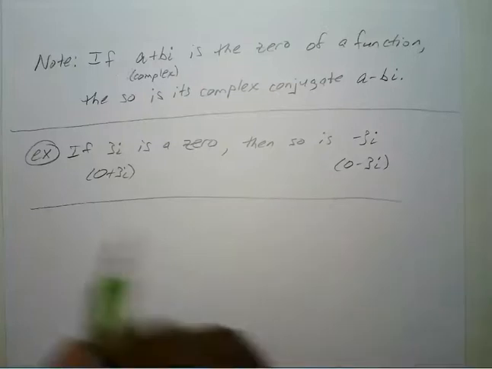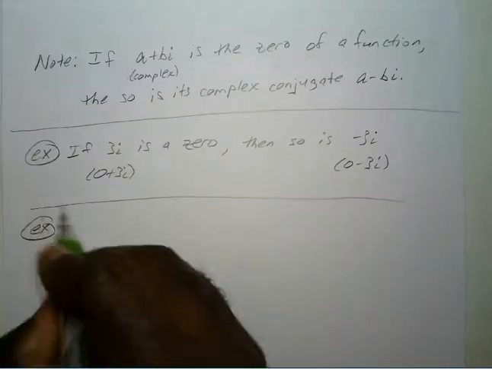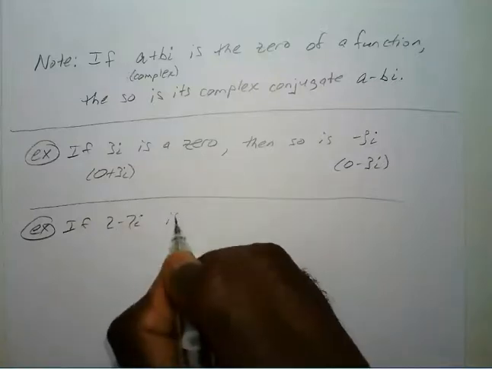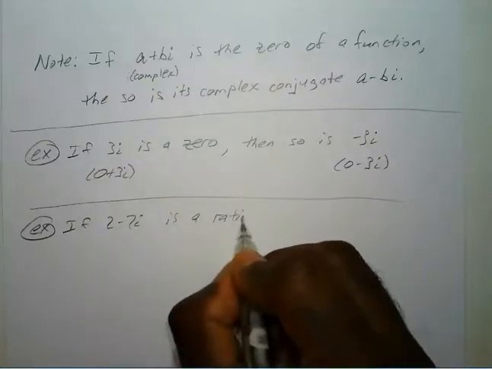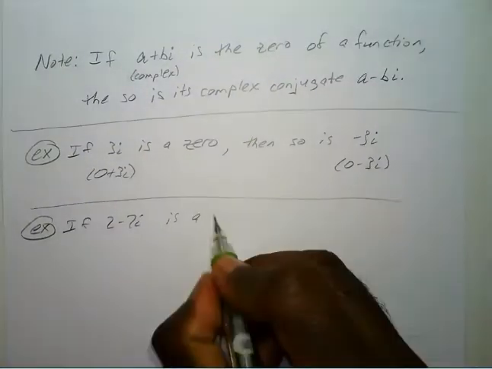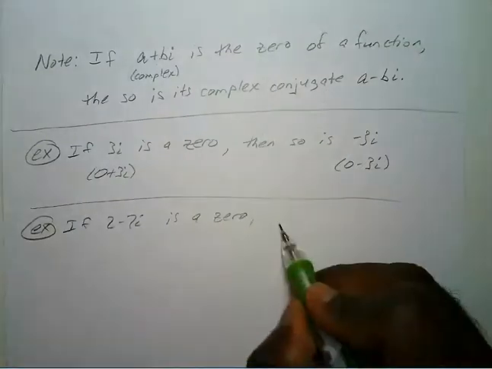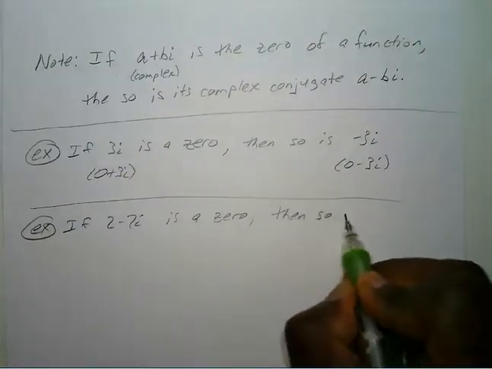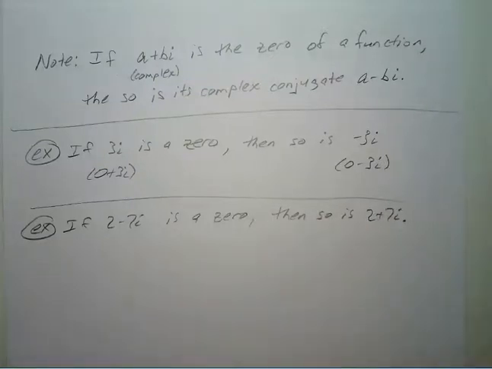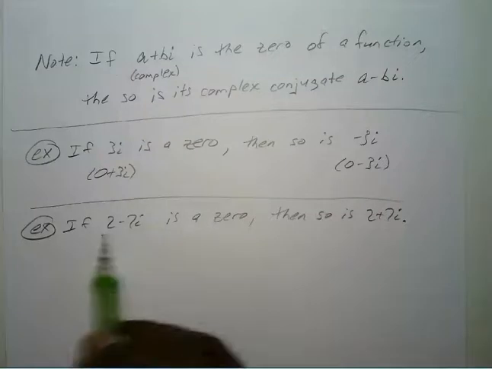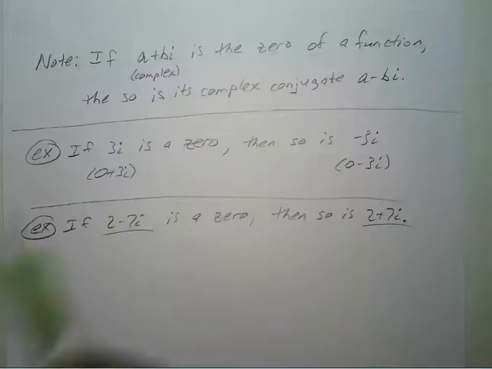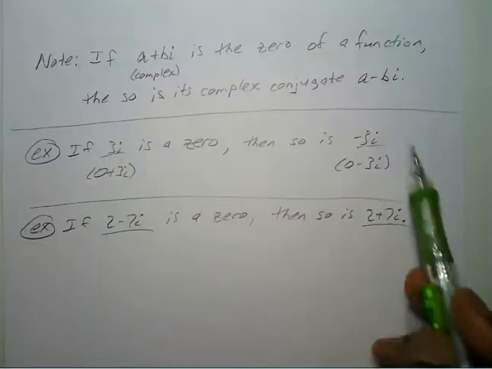So what if 2 minus 7i is a zero? Then so is 2 plus 7i. So if you're given the fact that one complex number is a zero, then you know its complex conjugate is also a zero. If this is a zero, then so is its complex conjugate.